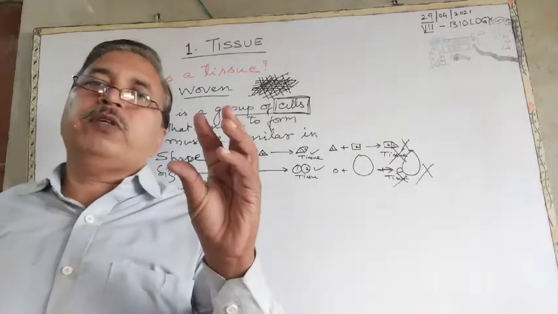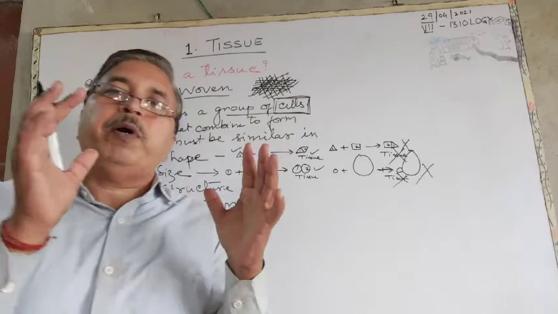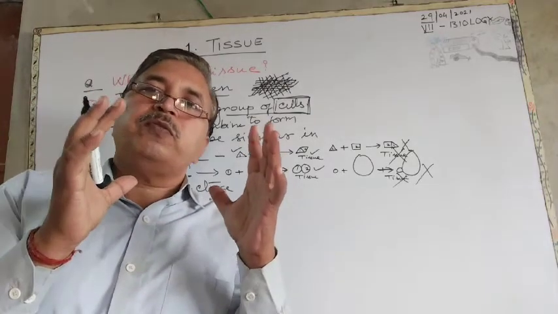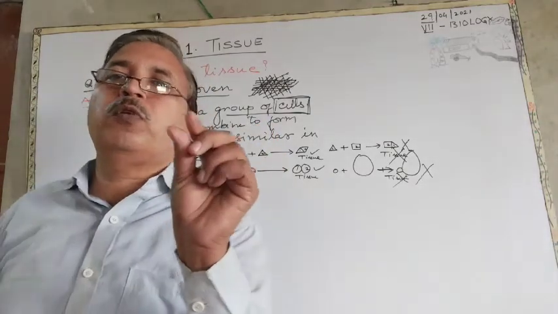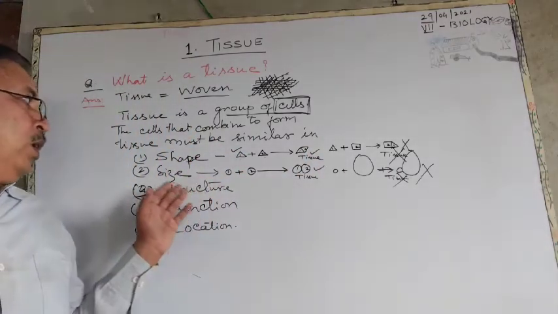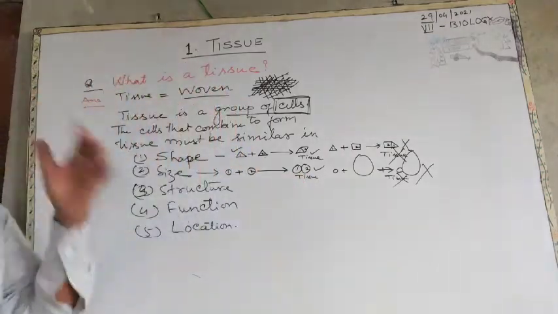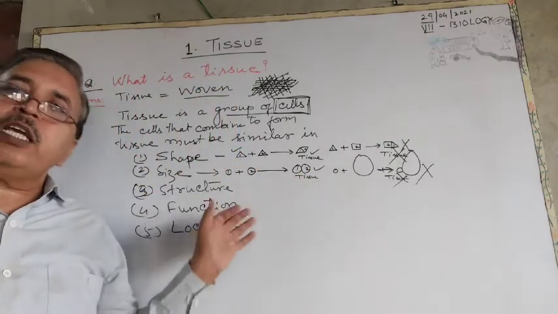For example, you can take a small grape and one pumpkin. The pumpkin is very big as compared to the small grape. They will not combine to form the tissue. Their sizes also should remain similar. Similar means near, more or less the same size.